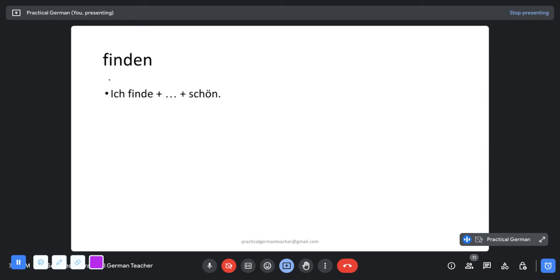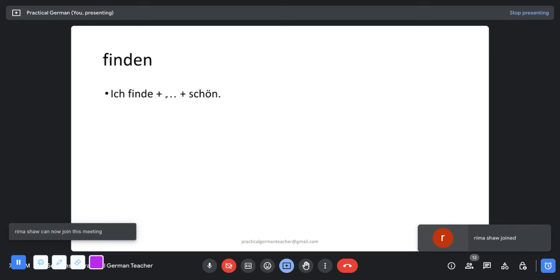So all you have to do is ich finde, whatever the adjective is, and whatever the object is, that object will be in accusative. If I want to say, I find the washing machine expensive, how will I say it?